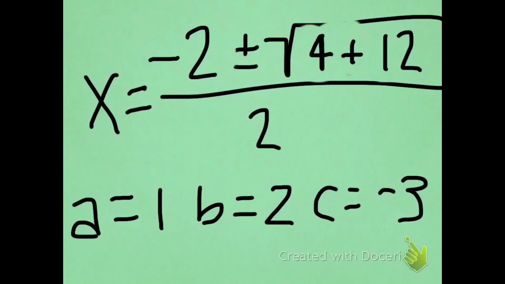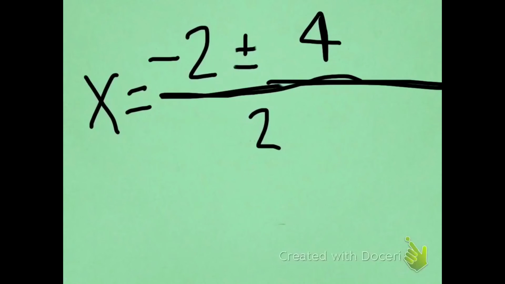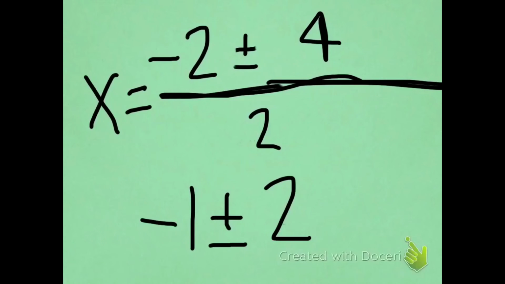Next we're going to solve 4 plus 12, which equals 16. So we're going to change that to 16. And now we are going to find the square root of 16, which equals 4. The last thing we are going to do is divide. So negative 2 divided by 2 equals negative 1. We keep the plus or minus. And 4 divided by 2 equals 2.